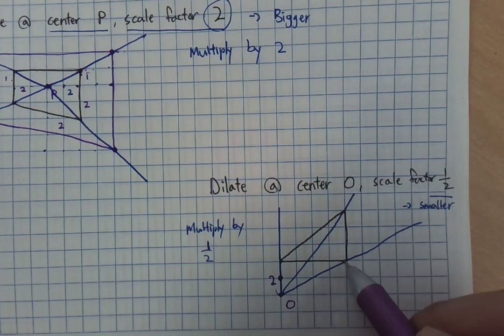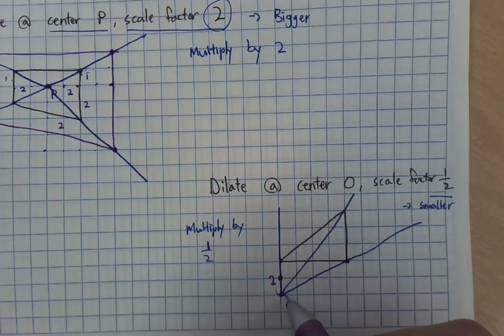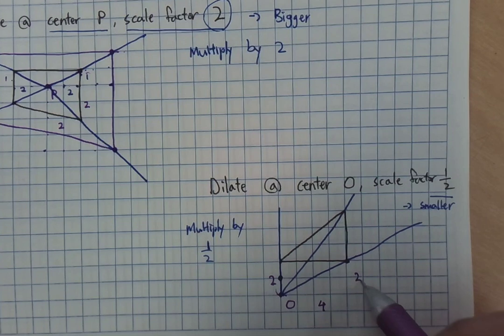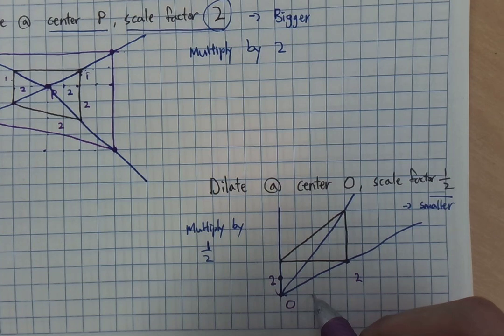What about this one? This point right here. From O to this vertex, that's a 4 to the right, 2 up, right? So half of each one is what? Half of 4 is 2 to the right. Half of 2 is 1 up, right? So instead of 4 to the right and 2 up, we go 2 to the right, 1 up from the center.